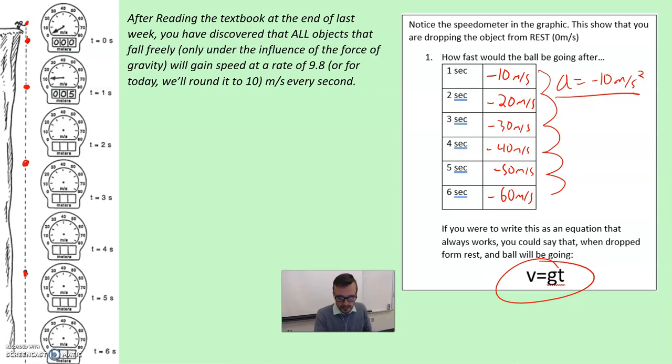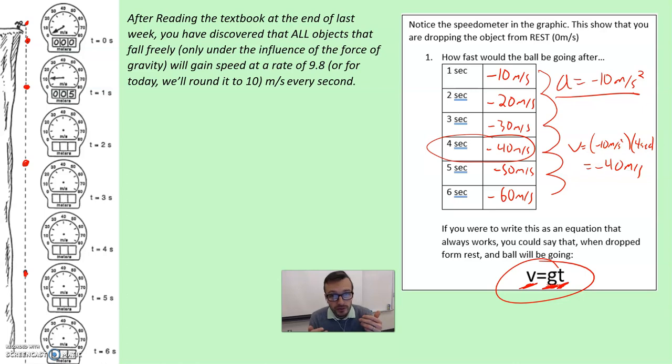V equals gt. What does that mean? That means the velocity you're currently traveling can be calculated by taking 10, or 9.8 in some instances, and multiplying it by how long you've been falling. Let's see how it would work at 4 seconds. The velocity would be equal to negative 10 meters per second squared times 4 seconds. And if we did the math, we'd get negative 40 meters per second.